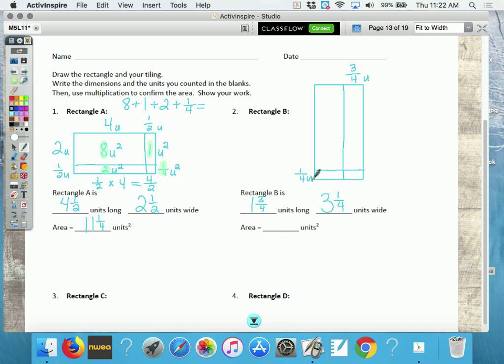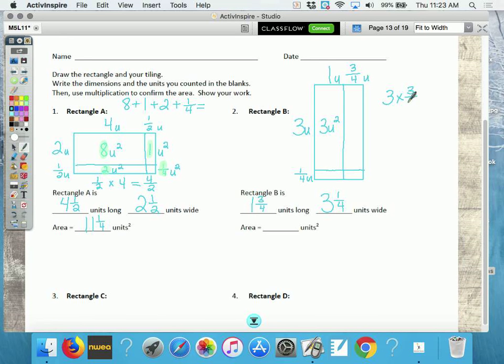Okay, now all I have to do is put my whole numbers on there. Where does the 1 go, Miguel? Top. And where does the 3 go, Miguel? The side. Good. Now we're just going to multiply. So I've got 3 units times 1 unit. 3 units squared. Good.